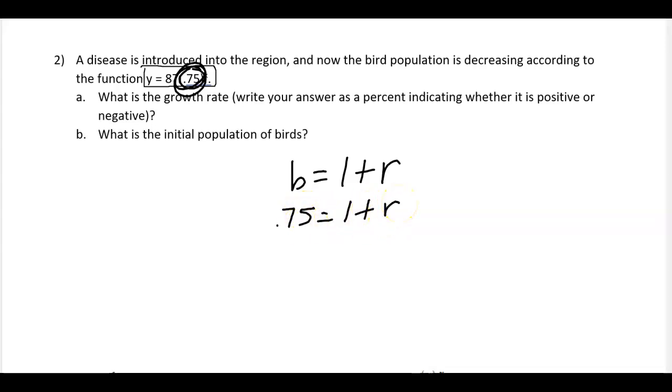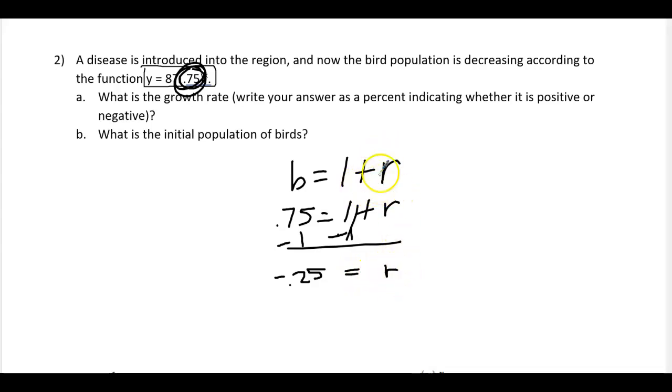So notice this is the opposite of the last one. On the last problem, we knew the R. We put it here to find the B. On this one, we know the B, so we're going to have to subtract 1 to find the R. And that's going to end up giving negative 0.25.